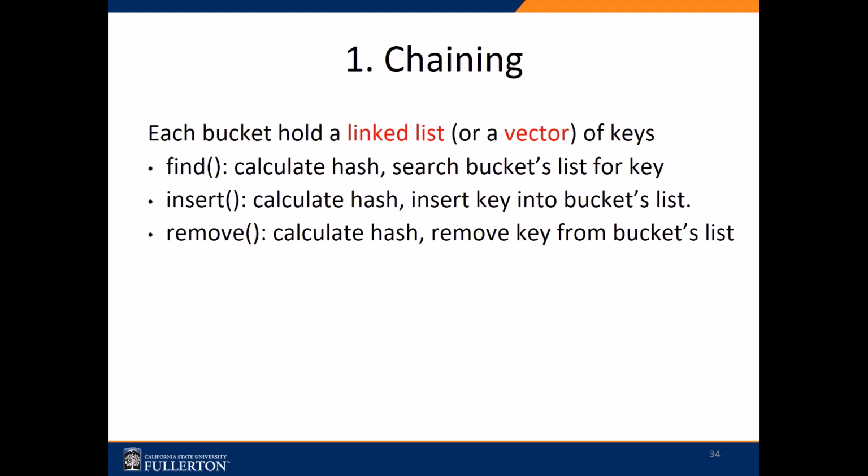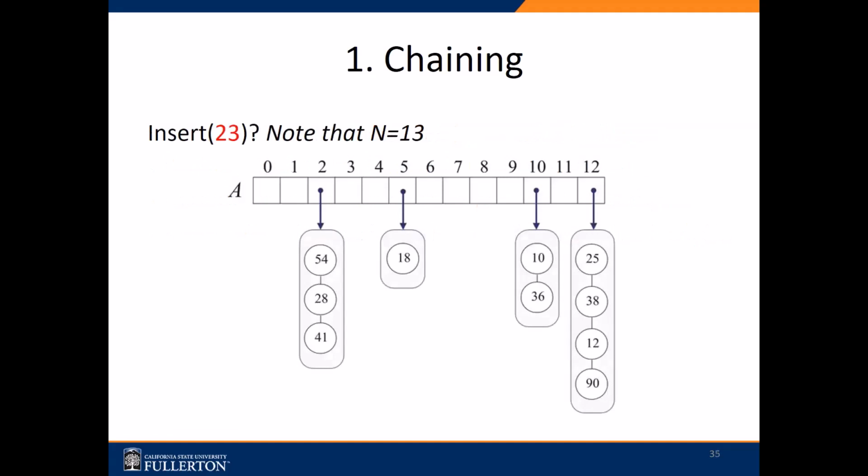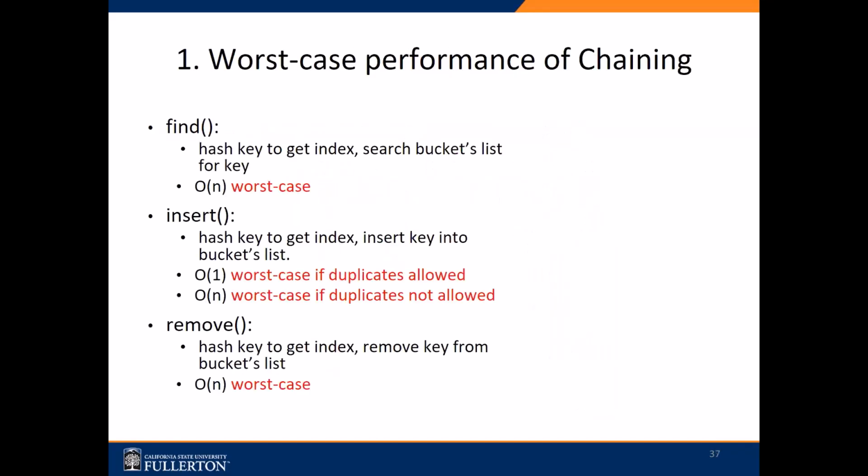So here's an example. Let's say that this is my hash table. The hash table has size 13 and so 13 buckets. To insert key 23, I calculate its index, which is 23 mod 13, which is 10. And so I insert this key 23 into the bucket at array index 10. Right. Now let's look at the worst case performance of the chaining approach.